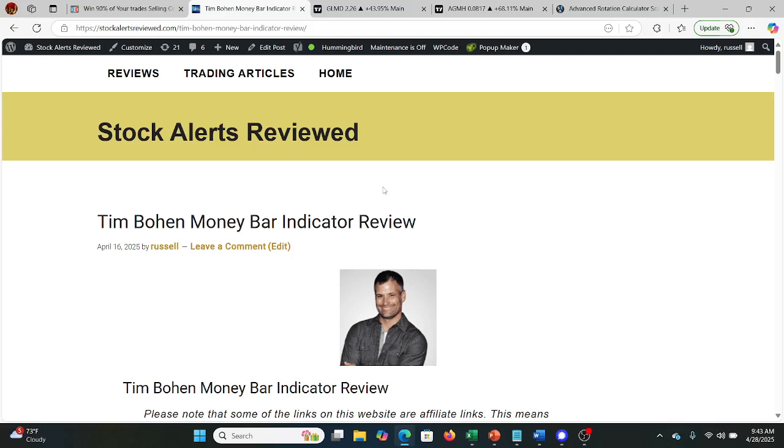Today I am going to go through the money bar indicator a little bit more, show you today's trades, and give some idea of how you can use this indicator. It's really cool. It's called the money bar indicator by Tim Bohen, and a lot of people have been jumping on board, but I've been getting a lot of questions. How do you use this? And so I thought I'd do another video explaining how I've been using it, and that might help you guys.